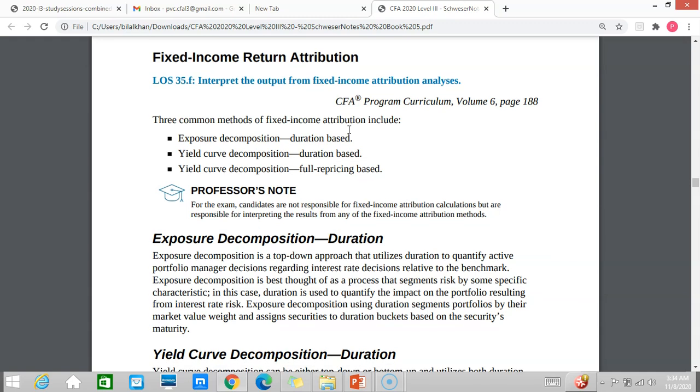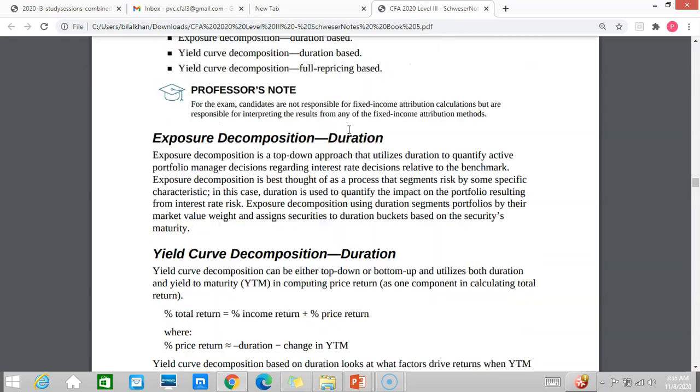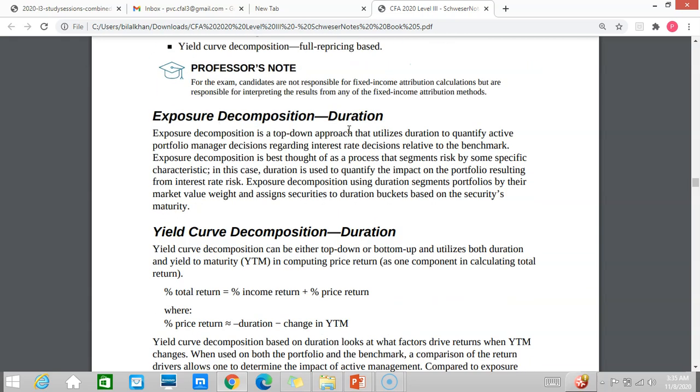So those were for equity return attribution, which is the major topic. With respect to fixed income return attribution, you can have exposure decomposition with respect to duration. That is using duration to quantify active portfolio decisions regarding interest rate decisions relative to benchmark. You could have yield curve decomposition. Yield curve decomposition could be either top down or bottom up. It would utilize both duration and yield to maturity.